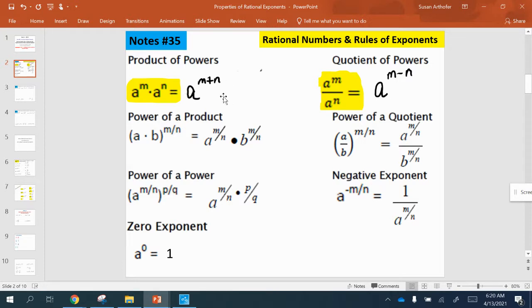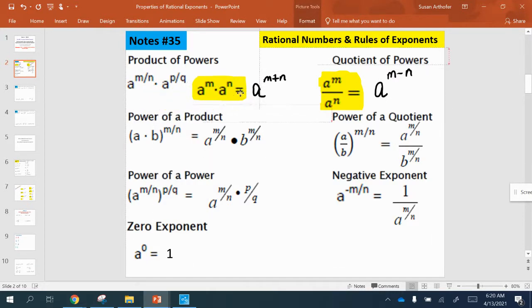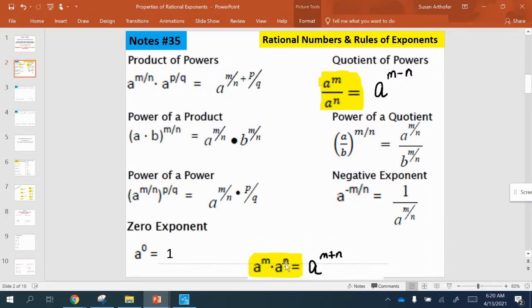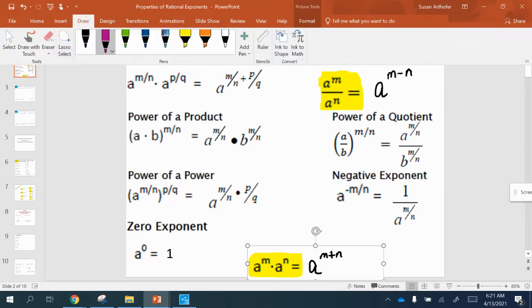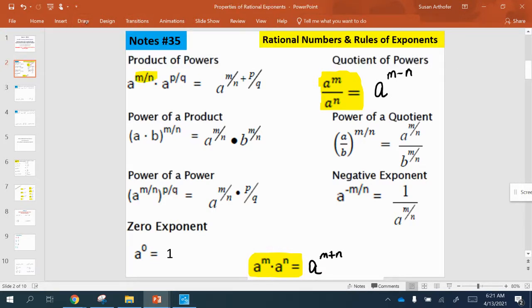So today, we're just changing this to rational numbers. Rational numbers are fractions. So watch what happens when I move this. Instead of being a to the m and a to the n, it's going to change to fractions. So a to the m over n times a to the p over q. We're just changing the exponents to fractions. And in this case, what would you do with those fractions? Right here you can see that when you have fractions, you're just going to go ahead and add those.